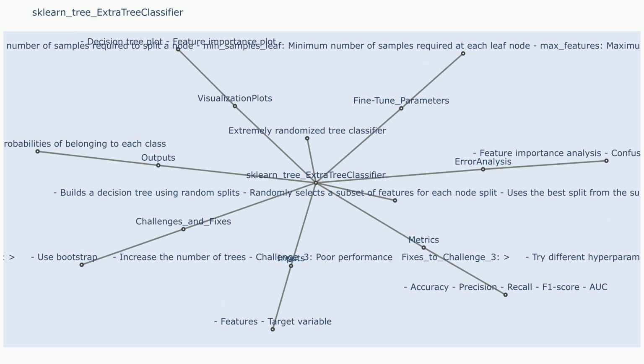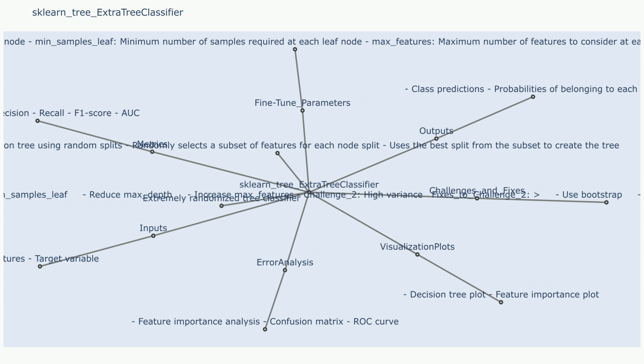Visualization plots. Decision tree plot visualizes the structure of the decision trees, showing the decision nodes, branches, and leaf nodes. Feature importance plot displays the relative importance of each feature in the decision-making process. Features with higher importance contribute more significantly to the model's predictions.